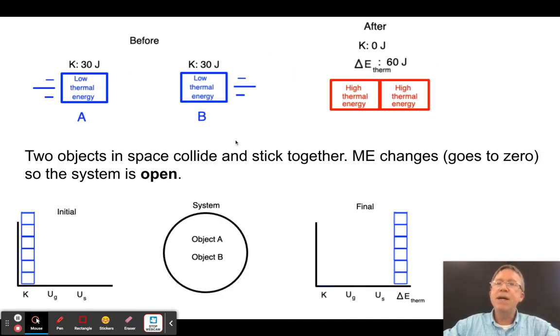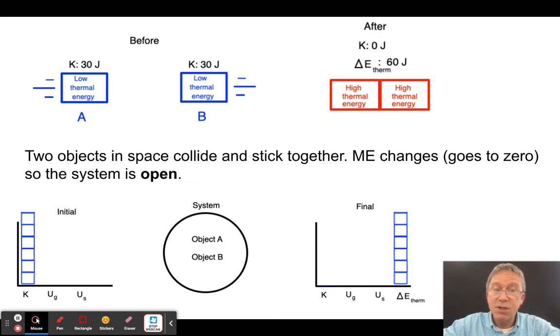So consider this. Imagine if I had two objects of similar mass traveling through outer space, not touching any, no opportunity for friction. They both have 30 joules of kinetic energy, and they're heading straight towards each other. And whack, they hit each other. Before the collision, there was 30 plus 30. There was 60 joules of kinetic energy. Afterwards, whack, there are 0 joules of kinetic energy.